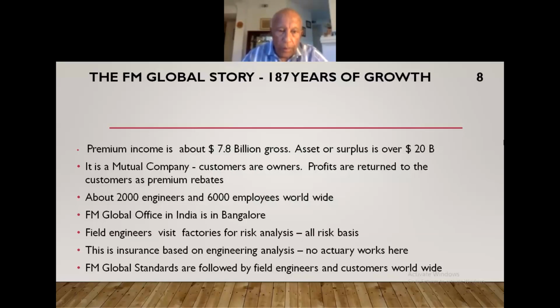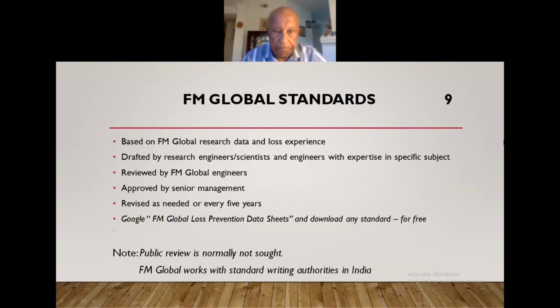So to do this job, every engineer must have a standard so that all over the world, no matter whether you are in China, India, or Europe, you work to the same standard. You don't invent anything. You evaluate a facility based on FM Global standards. Now go to the next slide.